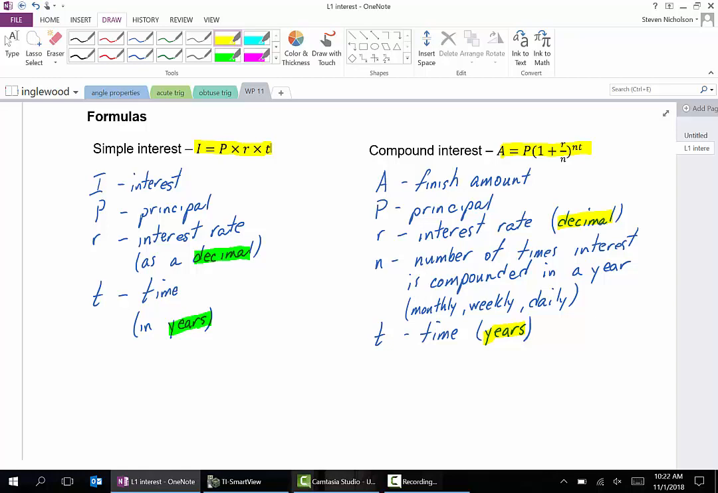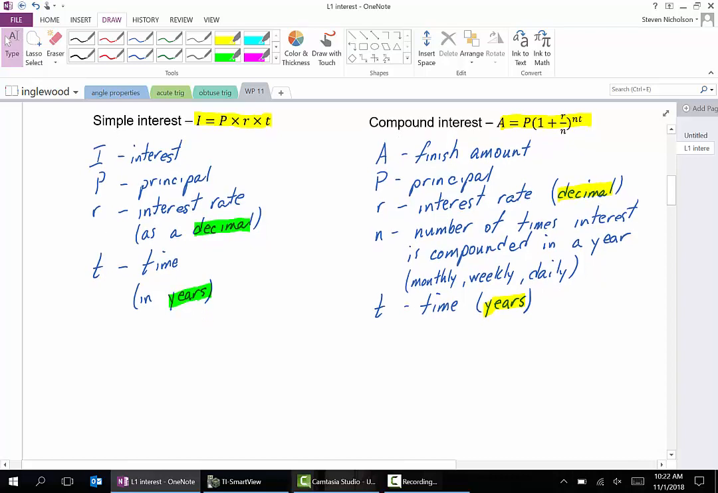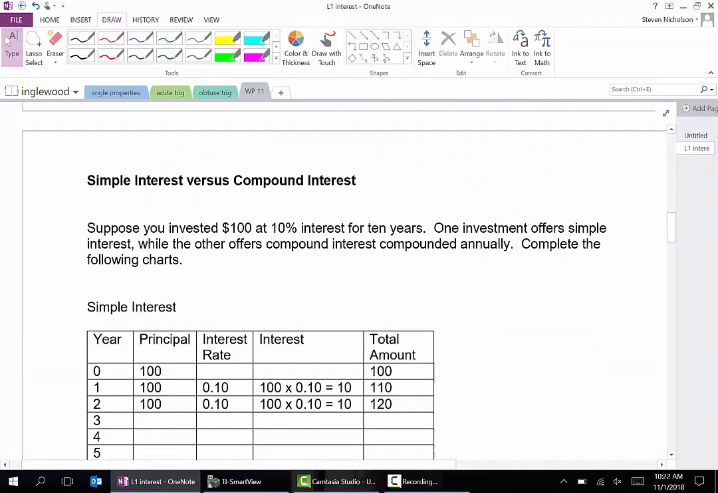use our calculator. So A represents the finish amount. It's not actually the interest, but we're going to have a really simple way of determining the interest. P again is the principal in dollars. R again is the interest rate as a decimal. N is the number of times interest is compounded in a year. And usually interest is either calculated or compounded monthly, weekly, or even daily. And again, T is time in years. So we have to make sure when we plug things into this formula, we're using the right numbers.